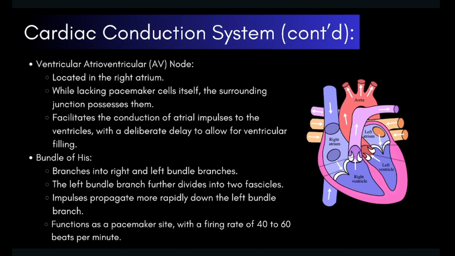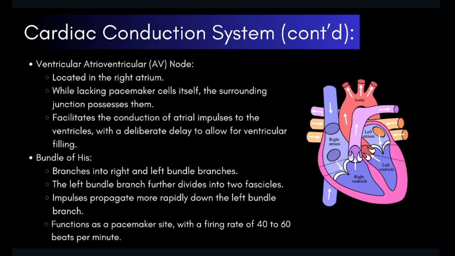Moving on. Next, we have the atrioventricular node, also known as the AV node. This is located in the right atrium. While lacking pacemaker cells itself, the surrounding junction of the AV node possesses them. The AV node facilitates the conduction of atrial impulses to the ventricles with a deliberate delay to allow for ventricular filling.